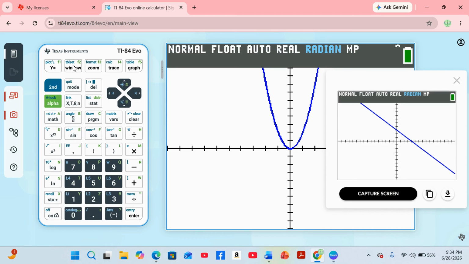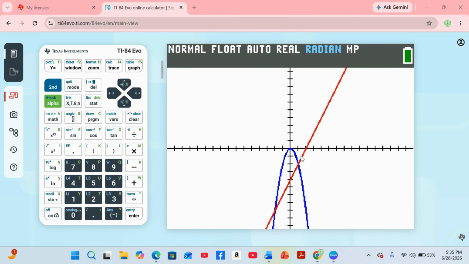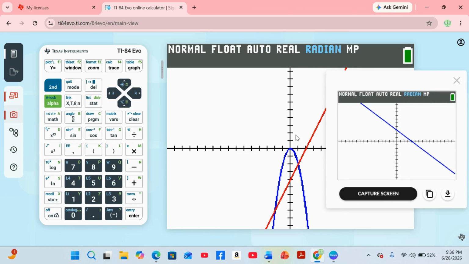Now it's right now. So this is a correct graph. The calculator was acting up a few minutes ago. So let's see.